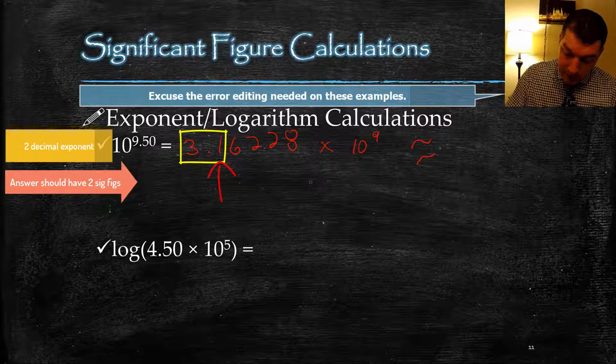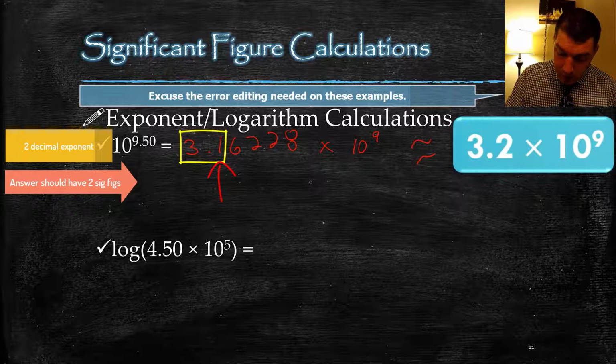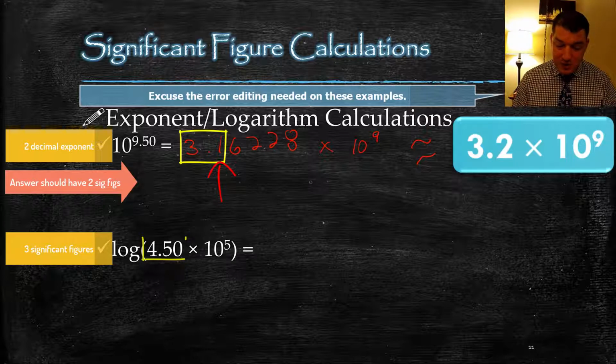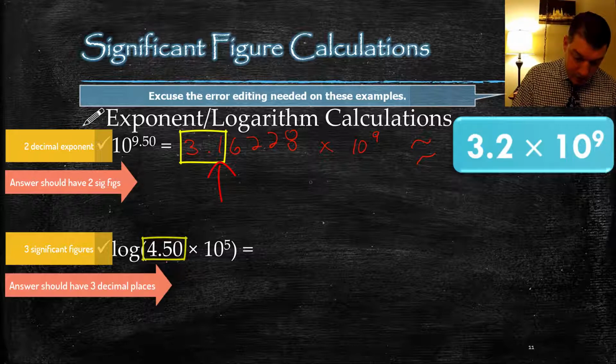So this times 10 to the 9th. We're doing computation with a logarithm. Here we're going to do log of 4.50 times 10 to the 5th. Computed answer is 5.65321.